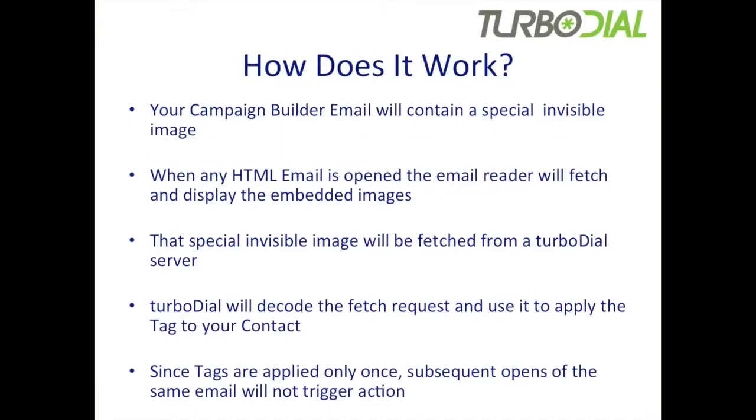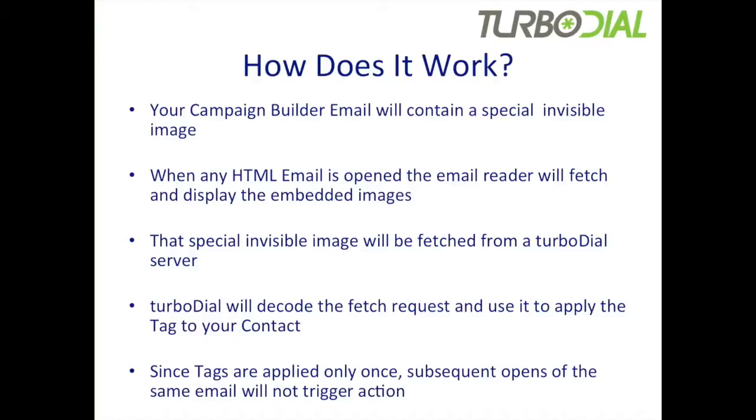Your Campaign Builder email will contain a special invisible image. When any HTML email is opened by an email reader, it could be Microsoft Outlook, the Mac iMail reader, smartphone email readers, Gmail, whatever it is, the email reader will fetch and display the embedded images in that email. That special invisible image will be fetched along with the rest, but it will be fetched from a turboDial server, and then turboDial can decode that fetch request and use it to apply the tag to your contact.